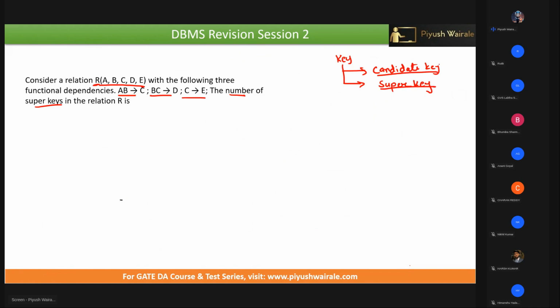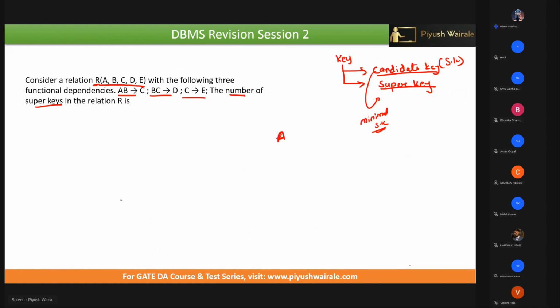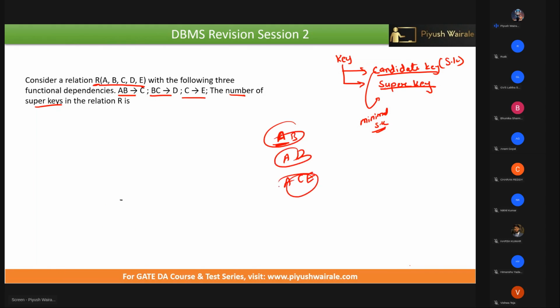Basically, a candidate key is also a super key, but a super key is not necessarily a candidate key. A candidate key is basically a minimal super key. And how can we find out the super keys? Let's say, for example, if A is the candidate key, then I can take the combination of the candidate key with any other attribute, and that will be my super key here. If A is the candidate key, then AB, AD, ACE, all these are my super keys. Even the candidate key itself is also a super key.